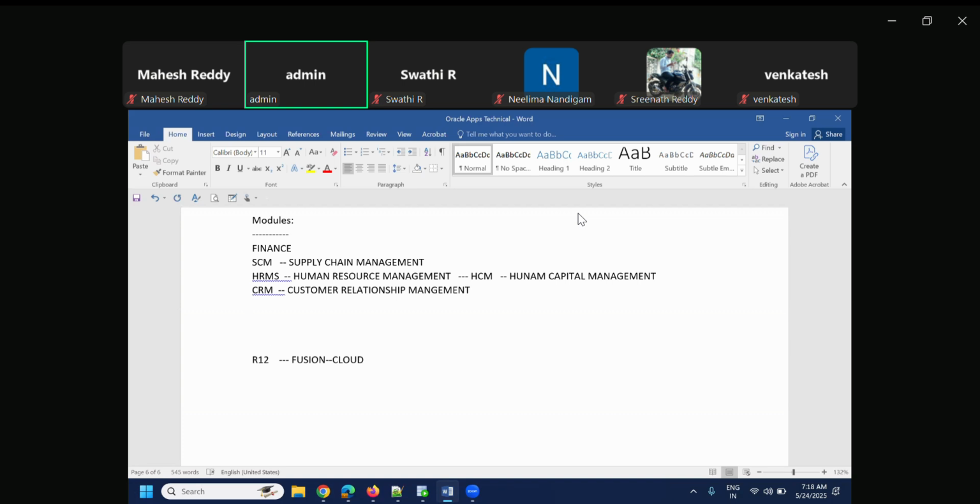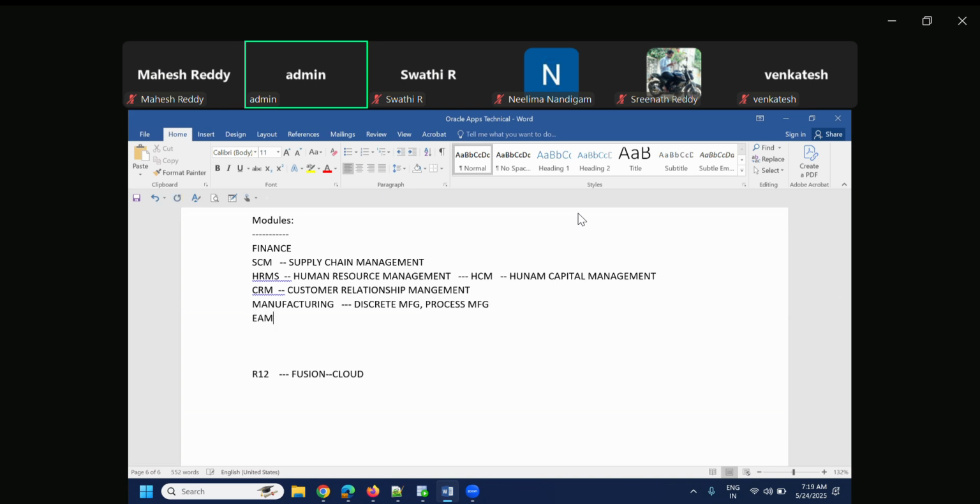Next, it will support manufacturing. In manufacturing, again, we have two types. One is discrete manufacturing, the second is process manufacturing. Discrete means batch-wise, like automobile companies or car manufacturing. If the demand is there, they will manufacture; otherwise, they will stop production. But process manufacturing is not like that. It's continuous, like the pharma industry or cement. That's process manufacturing. Oracle can support both discrete and process manufacturing.